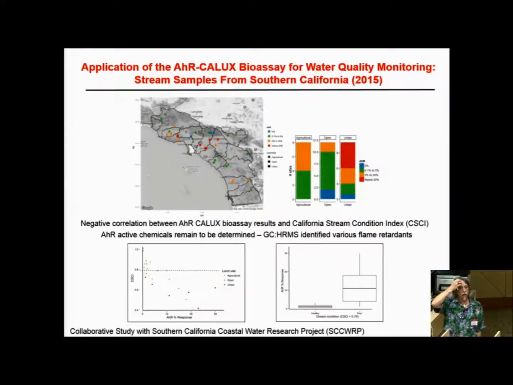So one of the things that we have done has been working with people over a number of years, and this is a study that we did with people at SQUIRP, looking at 31 estuarine samples from Southern California where they're taking water samples, extracting them. They're running several bioassays. We were running the AH receptor-based bioassay. So we looked at basically agriculture, urban, and then open areas that they had categorized based on use.